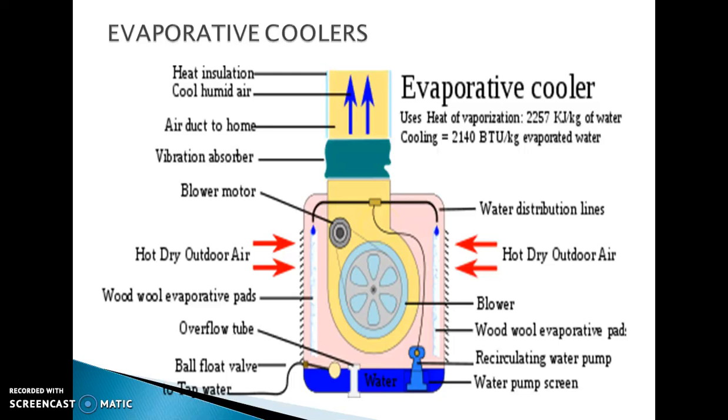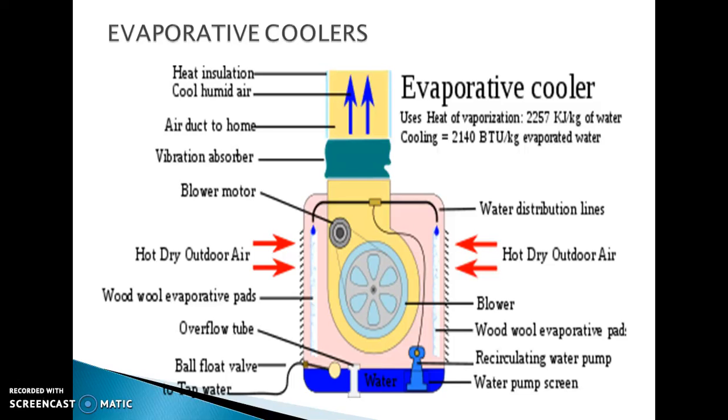The working of an evaporative cooler is very simple. The water is pumped from the water sump to the water distribution lines via the recirculating pump. So this is your recirculating pump, and the water is pumped from this water sump to the water distribution line. This water, in the form of droplets, is passed over wood-wool evaporator pads, which helps the air to get cooled.